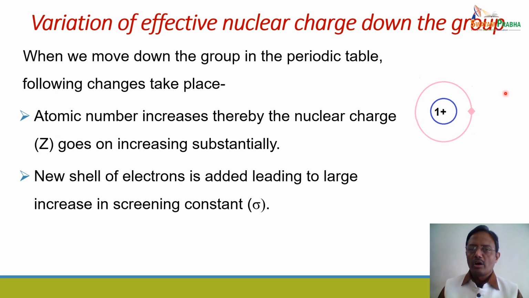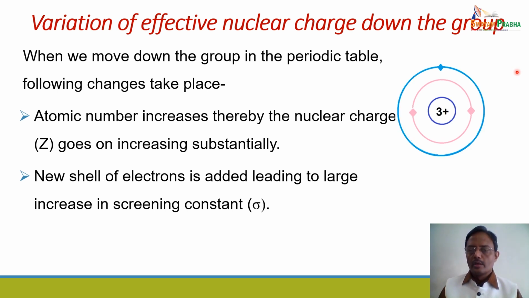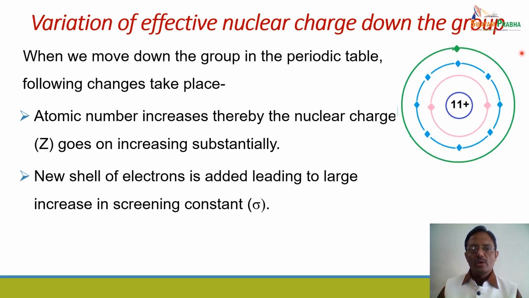Consider this example of, say, hydrogen. Hydrogen is having only one shell with one electron and one positive charge in the nucleus. When we move down the group for lithium, nucleus is having 3 positive charges, but one extra shell is added. So now the last electron is in the second shell. So number of shells is increased. As a result, the value of sigma is increased.